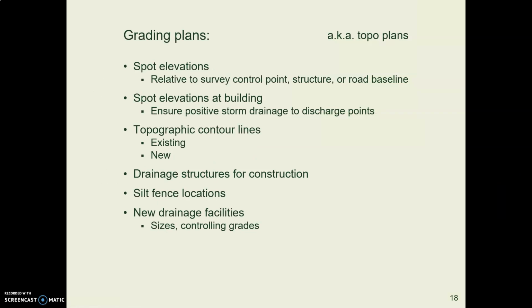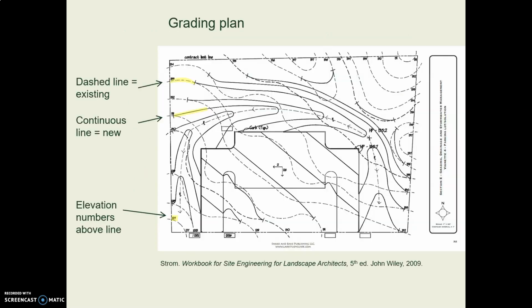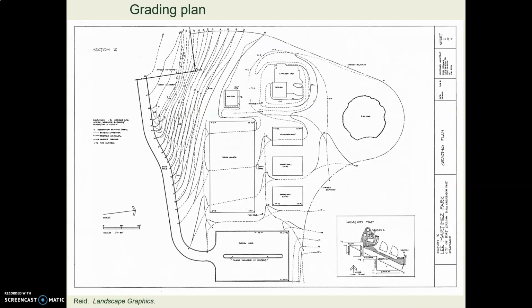We're going to talk about grading plans next time, so I won't go into a bunch of detail here, except to say that in a grading plan, the shape of the ground is indicated by squiggly lines, lines of equal elevation, topographic lines. And existing contours are shown with dashed lines. And then when you draw new contours, you use solid lines. And that's telling the excavation contractor where to come in and push dirt around. Here's an example.